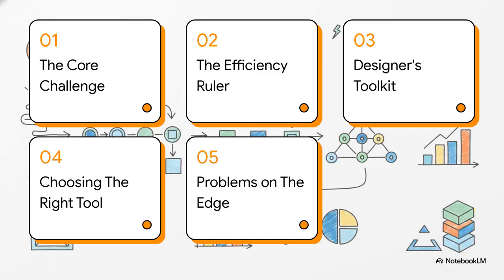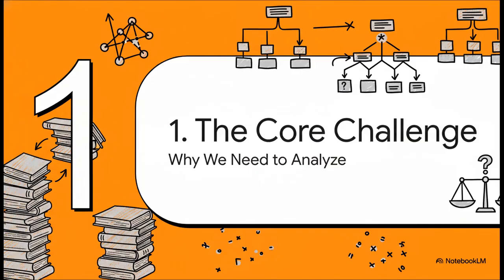All right, here's our game plan for today. We're going to tackle the core challenge. Then we'll look at how to measure efficiency with something I call the efficiency ruler. After that, we'll open up the designer's toolkit, see how to pick the right tool for the job, and finally, we'll take a peek at some problems that are right on the very edge of what's possible. Okay, let's jump right in.